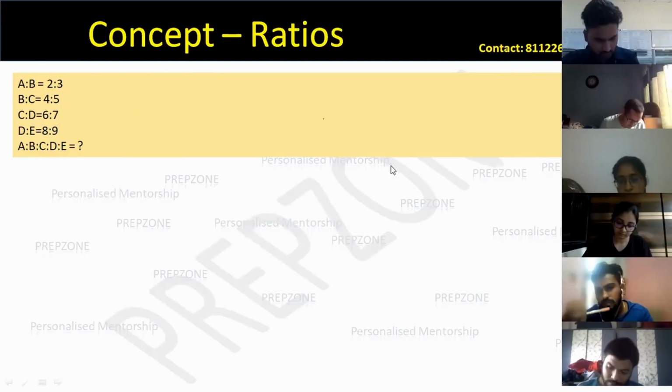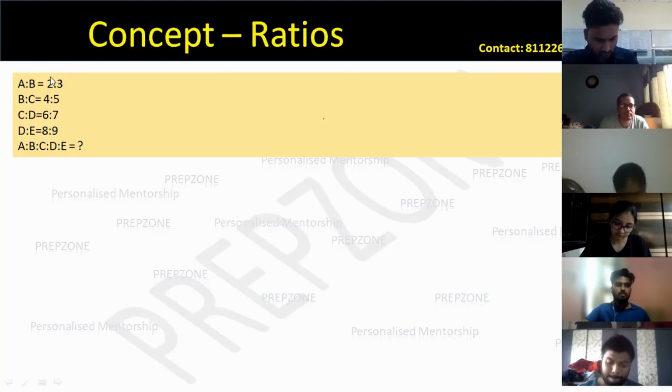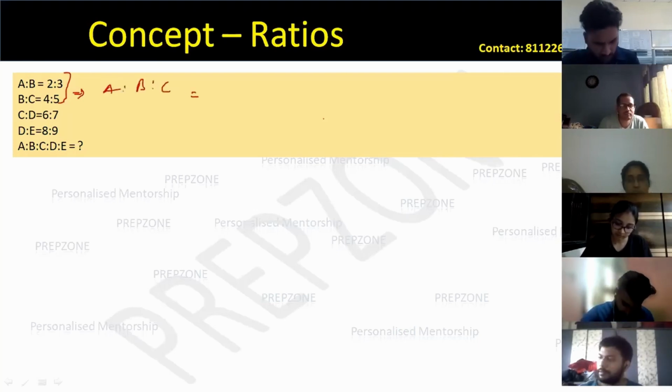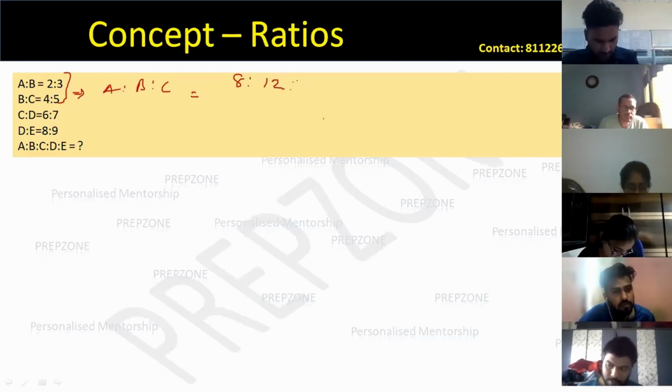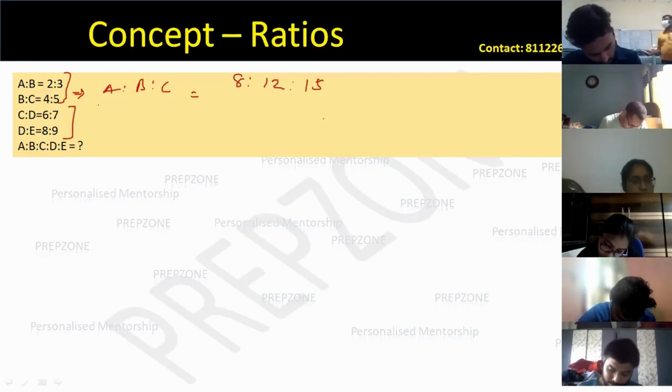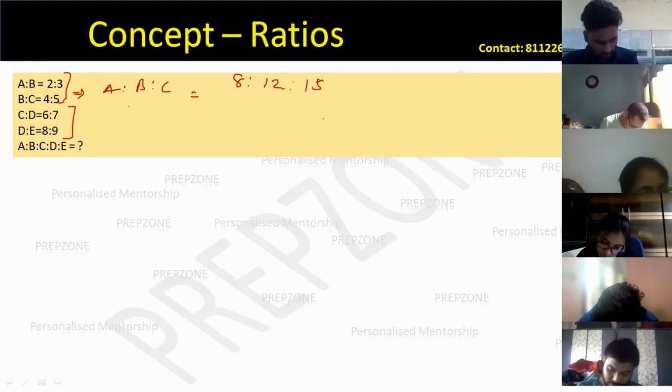Next question. Of course, one method is you keep on doing it fraction by fraction. A by B is 2 by 3, B by C is 4 by 5. So you try to calculate A is to B is to C. How do you do it? B is the common one. So 4 and 3, it has to be 12, right? So you multiply the first one by 4. It is 8 is to 12. Multiply the second one by 3. This will be 15. Similarly, you do for C is to D is to E. And then you do A is to B is to C is to D is to E.